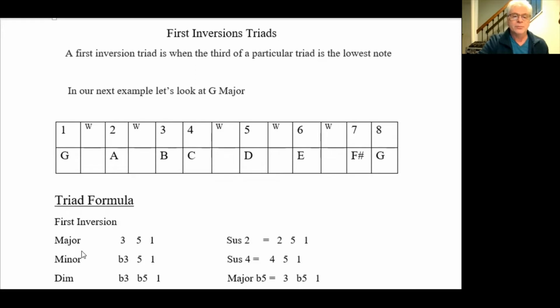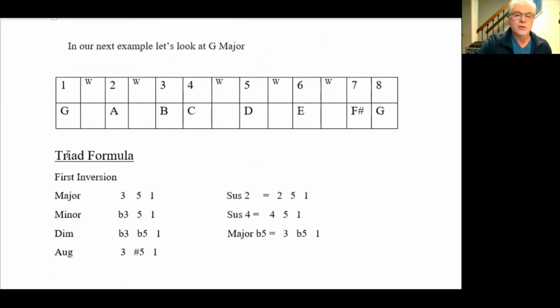Our next triad is a G minor triad. We start with the flat third, so we would have a B flat, the 5 would be a D, and again the 1 is a G. For our diminished triad, we start with our flat third, a B flat, to a flat 5, D flat, to our root of G. Our next one is an augmented. So we would start with the third, B. Now we have a sharp 5, so it would be a D sharp, and then G.